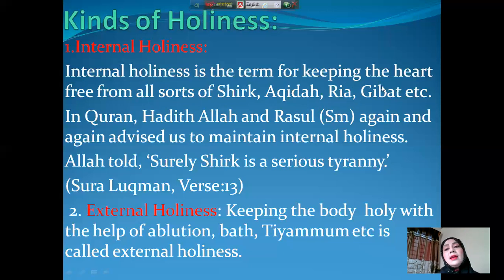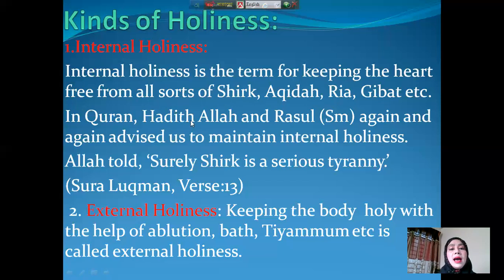Riya means pride. Then Ghibat. Ghibat means slandering or telling ill of others. All these things are what? All these things just make our heart impure. So we have to keep ourselves free from this sort of bad things.